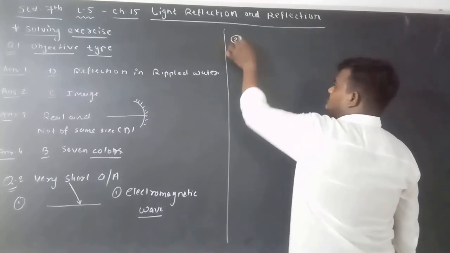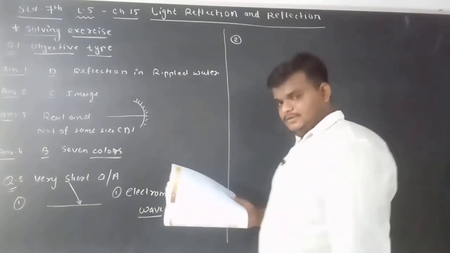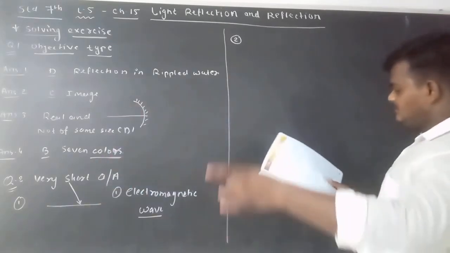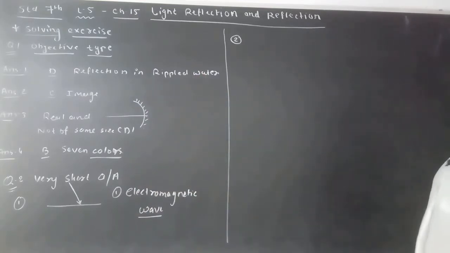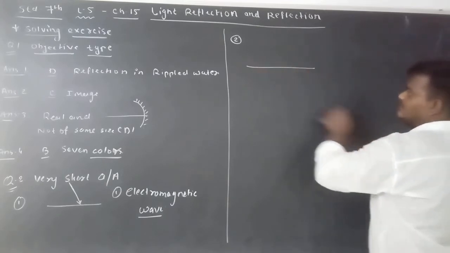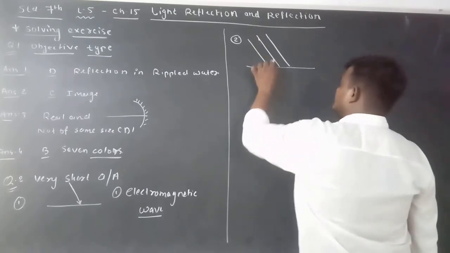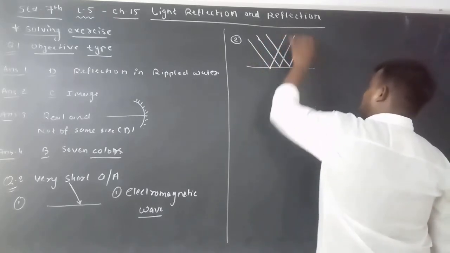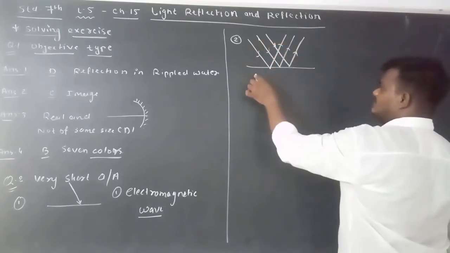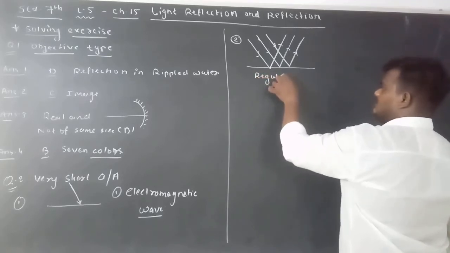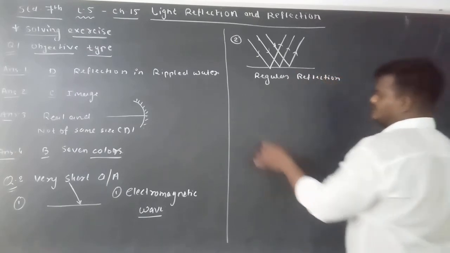Now question number 2, and it is given to you the type of reflection formed when a parallel beam of light falls on a regular surface and gets reflected in one direction. So this is your regular surface, parallel beams of light strike this surface and get reflected from it. This type of reflection is generally considered regular reflection. So this is the example of regular reflection.